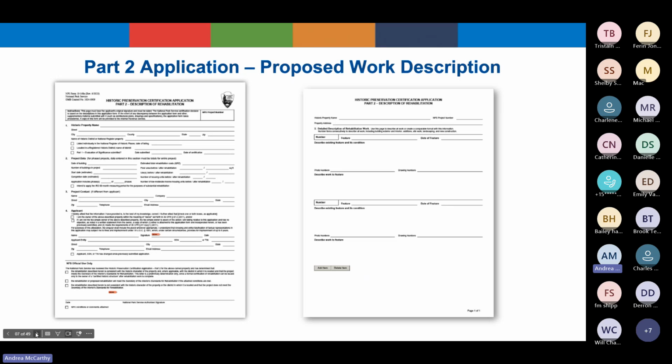Here you see the federal application, which is one single page followed by the work description. Most of the information is going to be the same. And for this application, it's this first page that is required, while the subsequent pages can be included as an attachment rather than using the form fields.